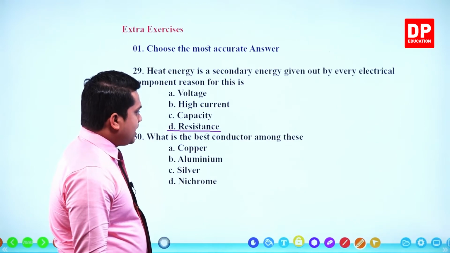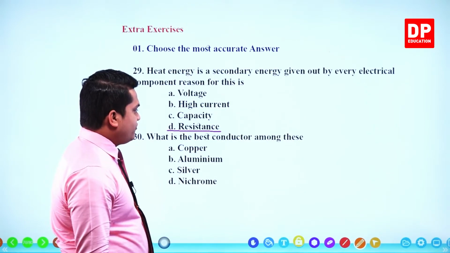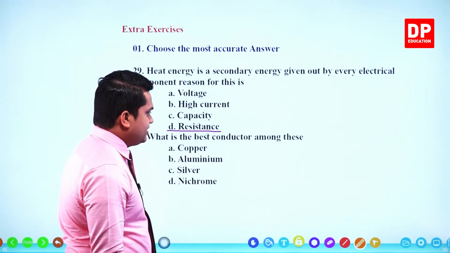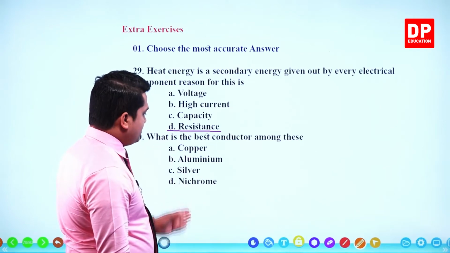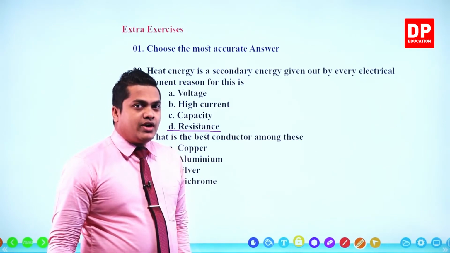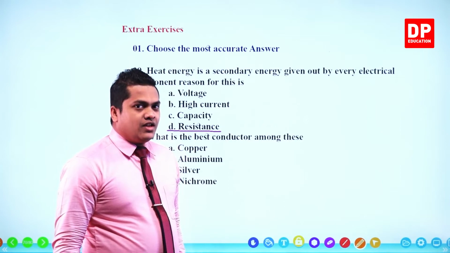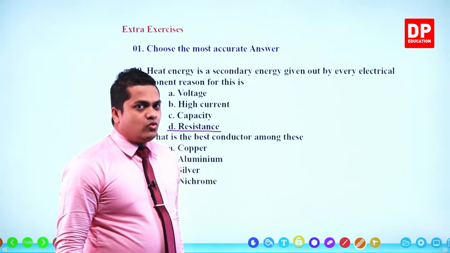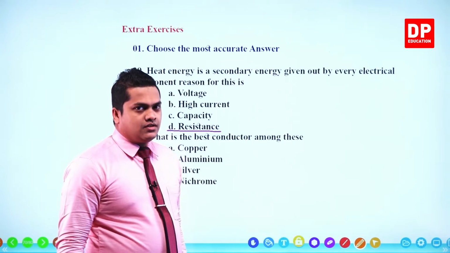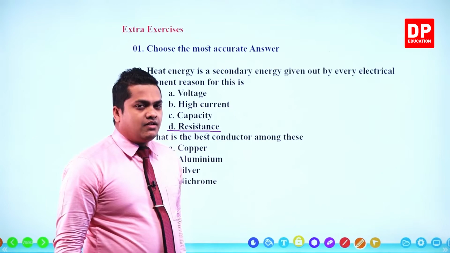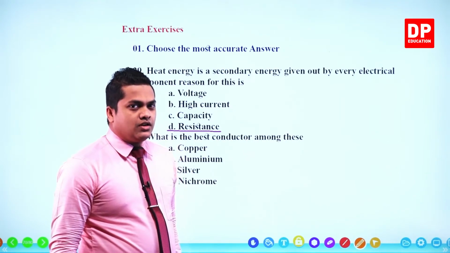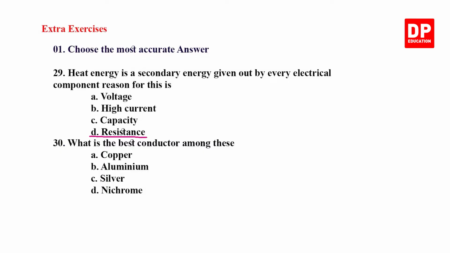What is the best conductor among these? You have to find the best conductor from the metals given. All of these things are metals, right? So all of them are going to conduct electricity. However, we have to select the one which has the lowest resistance. The one which has the lowest resistance is the best conductor. I told you that silver has the lowest resistance of all. So silver is our answer.